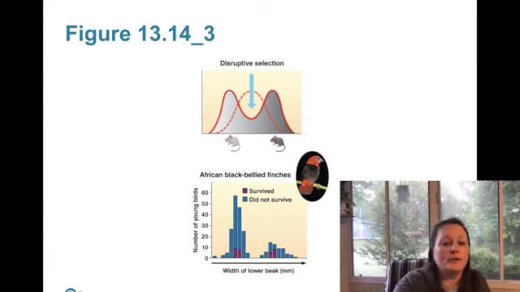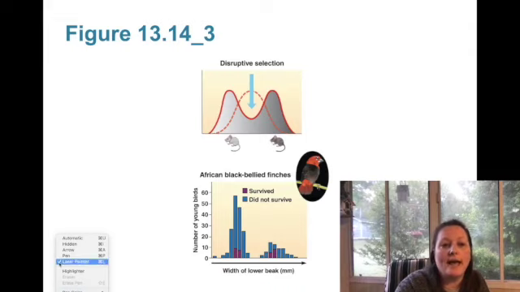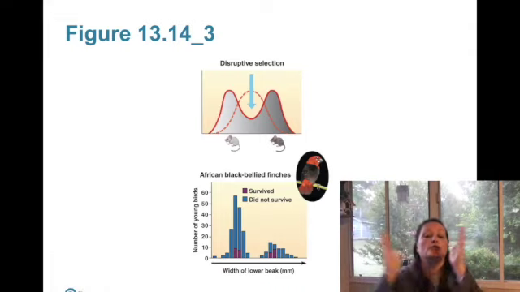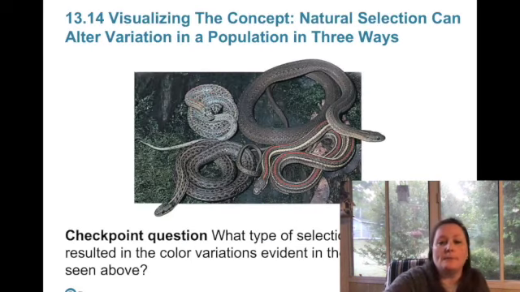I'm going to use the laser pointer because this one I think is a little harder to see. We had some kind of event that happened. It's like bam, and it slammed through. We have this little cluster of a narrow beak, and then over here another small cluster of a much longer beak. So width of lower beak. There's this cluster and this cluster. All the other ones around it are gone. And so that is disruptive selection. Those are two totally different types of finches now.